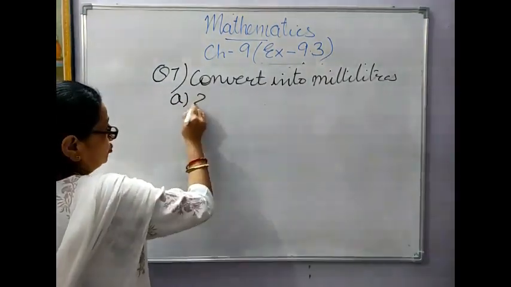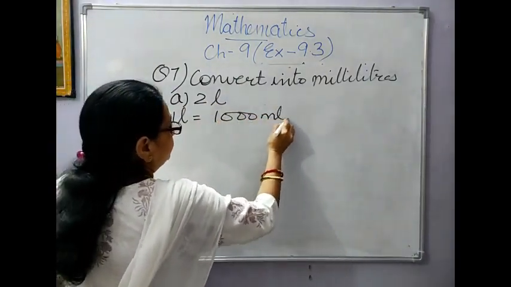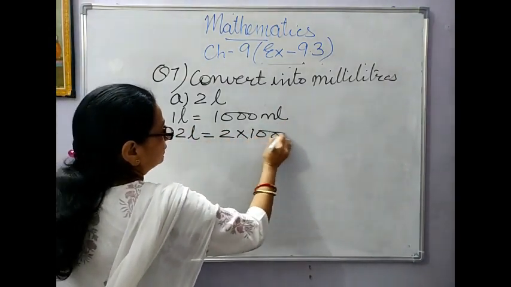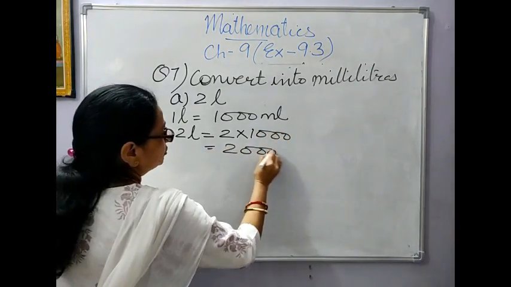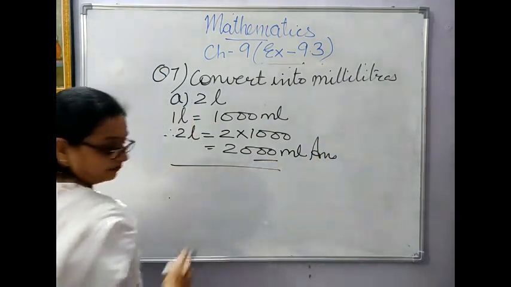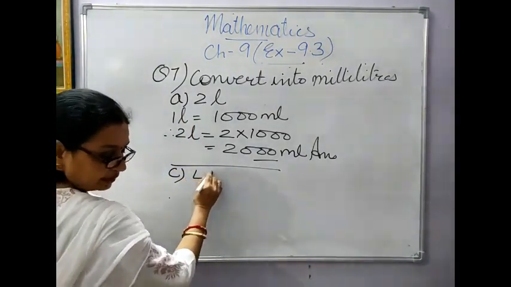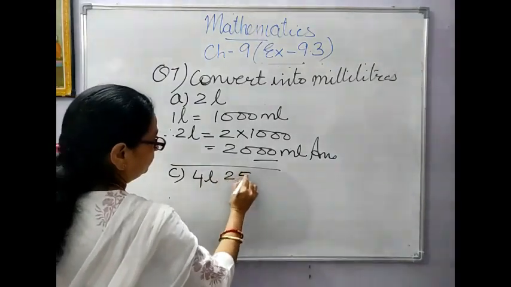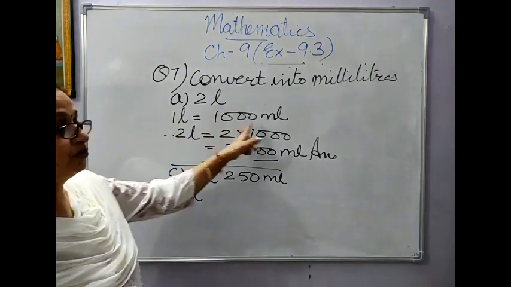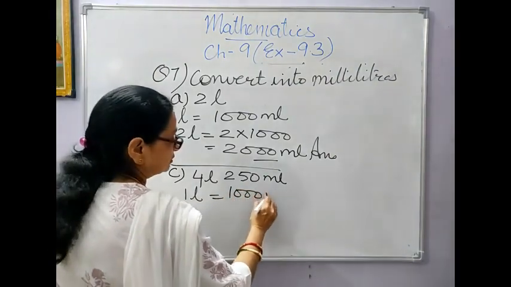Okay, so in this also I will be doing two sums. Sum number A, 2 liters. 1 liter is equals to 1000 milliliter. Therefore, 2 liter is equals to 2 multiplied by 1000 is equals to 2000 milliliter is your answer. Draw the line. Then I should do sum number C. 4 liters, 250 milliliter. See, in every sum you have to write down this relationship. So 1 liter is equals to 1000 milliliter.